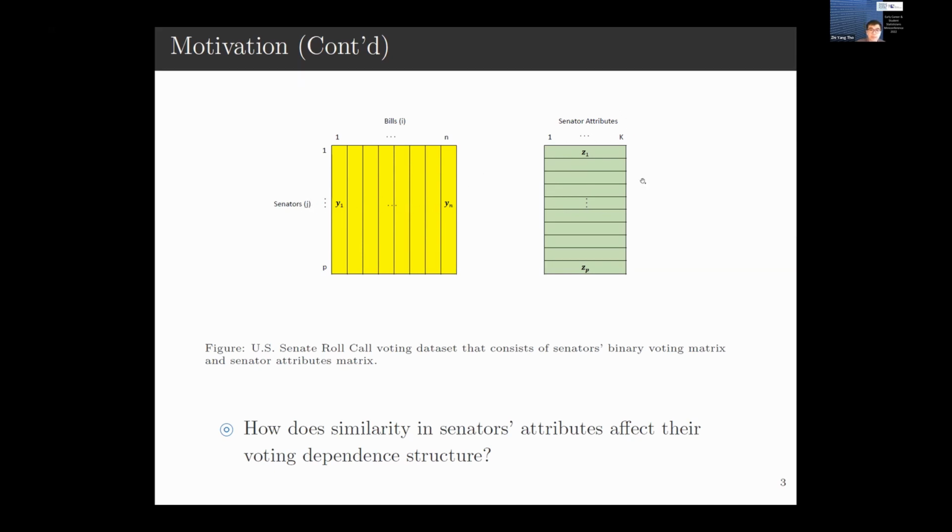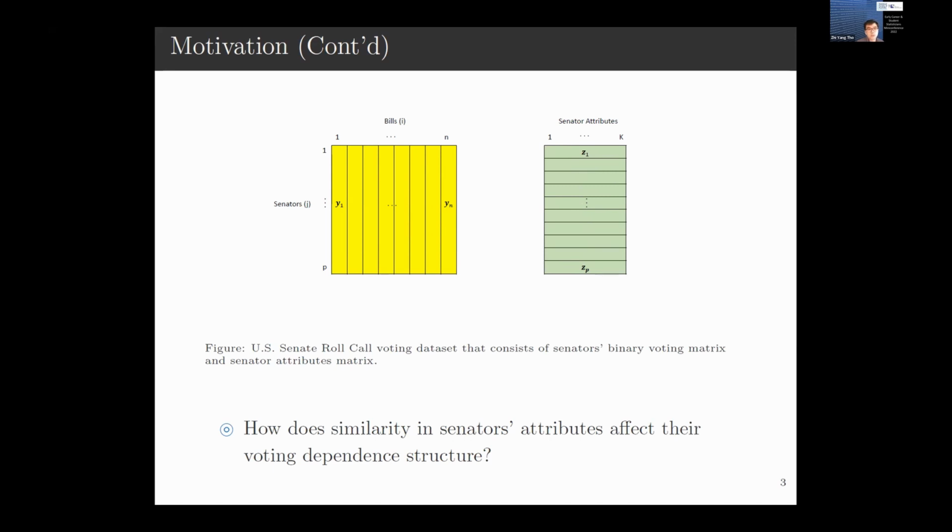And on top of that, we also observe another matrix, the senator attributes matrix, where for each senator, we have observed a Z_j vector. The Z_j vector here represents the senator attributes for the j-th senator. And for each senator, we observe a total of capital K attributes. So based on this kind of data, the research question that we would like to answer here is, how does the similarity in the senators' attributes affect their voting dependence structure in this roll call voting?